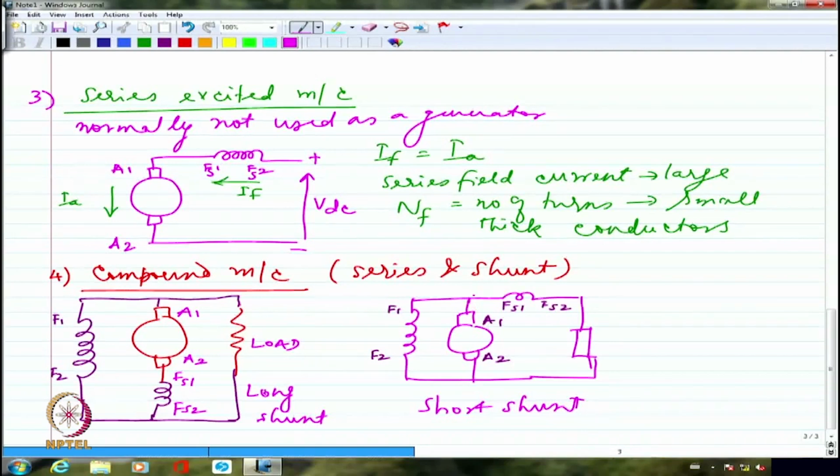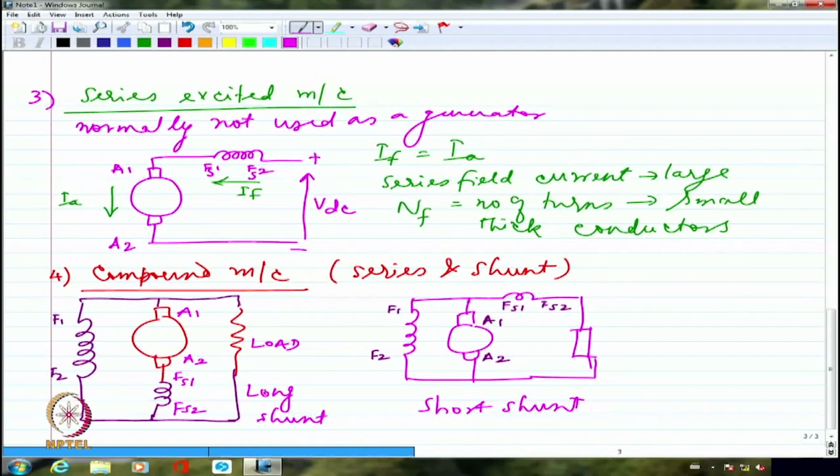Please note that the field is coming only across the armature here, not across the series field as well. Series field is going beyond the parallel connection of the shunt and armature, right? So this is generally known as short shunt. We'll start off with first generator operation.